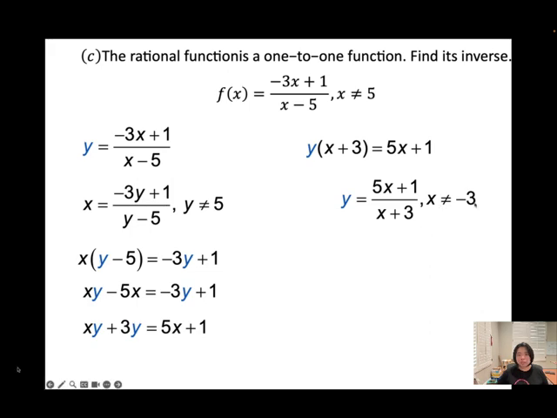Now we're going to state the condition: x cannot be equal to negative 3. And then at the end, we're going to replace the y with f inverse of x here. So this is going to be my inverse function. Okay, now we know how to find the inverse function by the formula.